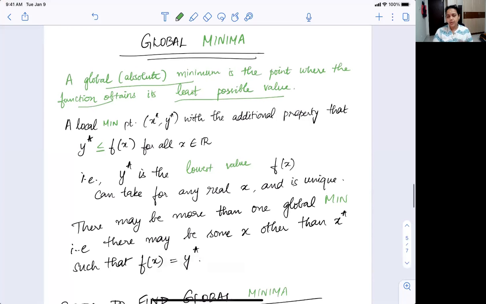And so another formal way of saying this is if you have a local minimum point x star, y star, and this particular point has the additional property that the y star that you obtain at the particular critical point is actually the lowest value of the function, then this particular point is actually the global minimum. We call it the global minimum or the absolute minimum.